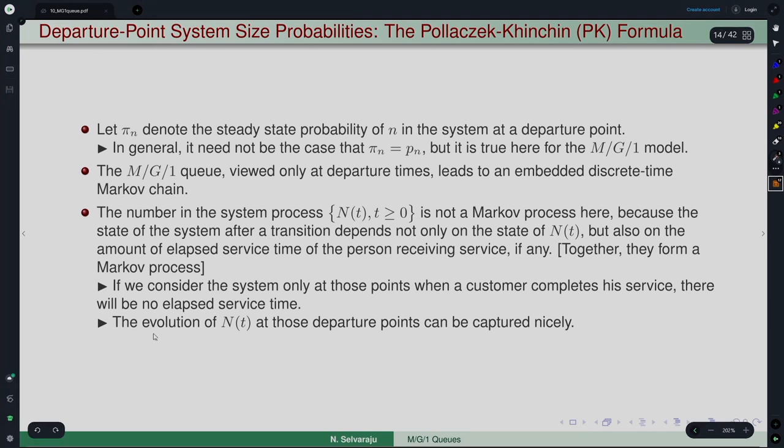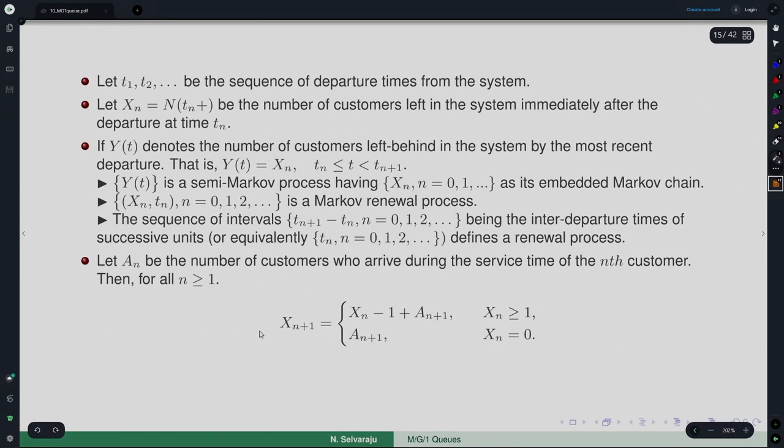In that way, the evolution of N(t), which is our ultimate aim, the number in the queuing system, can be captured very nicely if I look at departure points. To put it in a more concrete form, let t1, t2, t3 and so on be the sequence of departure times from the system. Now, I define Xn to be N at tn, just after tn. We put a plus here, otherwise N of tn also you can write. So, Xn equals N of tn.